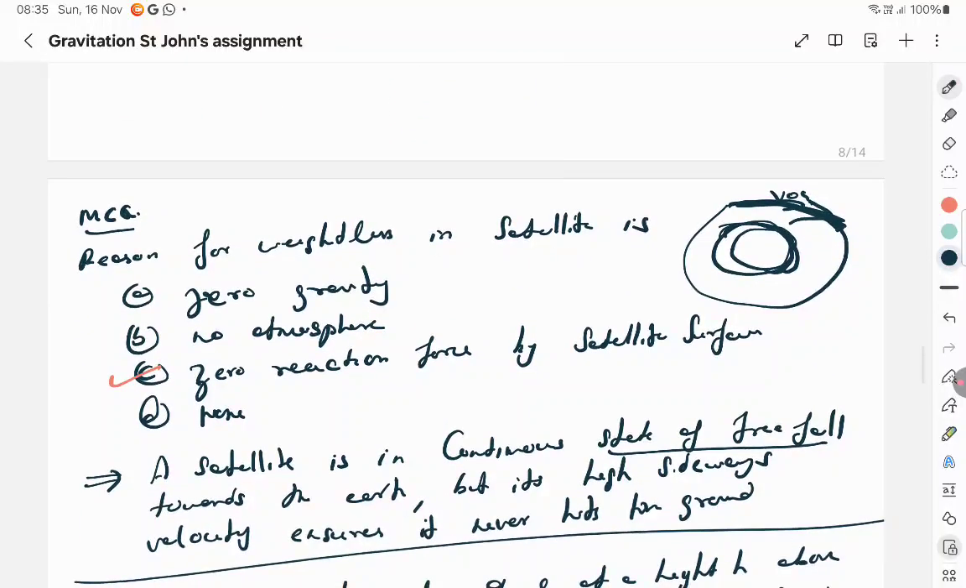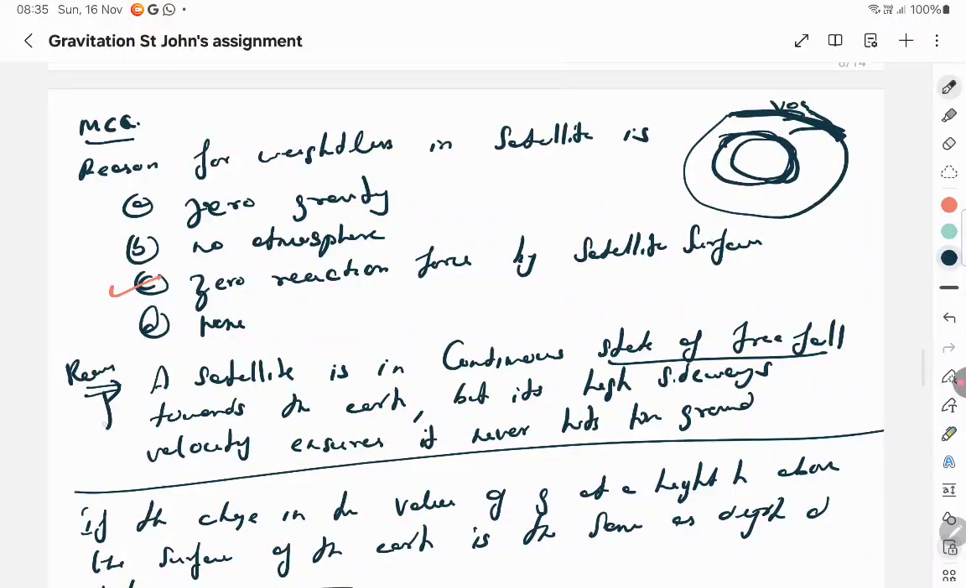MCQs. Reason for weightlessness in the satellite. MCQs are quite complicated MCQs that they have given. In a satellite, you feel weightless. The actual reason is this, I've written here. A satellite is continuously falling towards the Earth. It's getting attracted towards the gravity, but yet it doesn't fall into the Earth. Why? It's like a ball which is getting thrown with such high velocity. Can you imagine that it's going to flow like this without falling? The Earth is also in this shape. So then it will start revolving around the Earth. So that's the reason. That's the orbital velocity with which you are projecting.